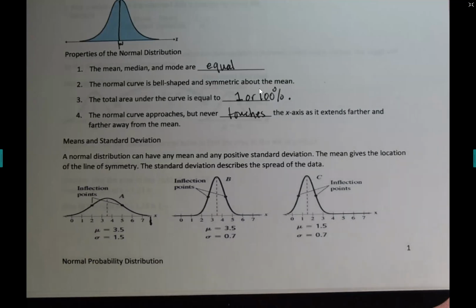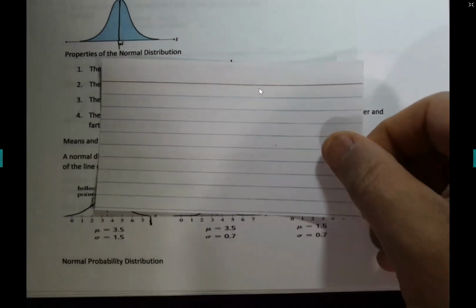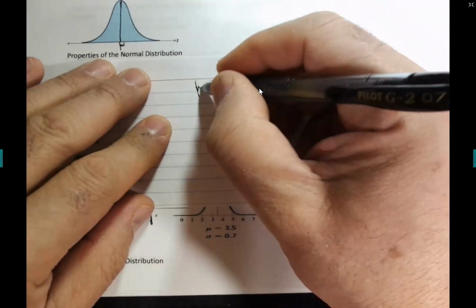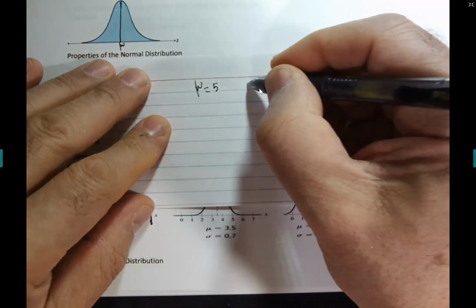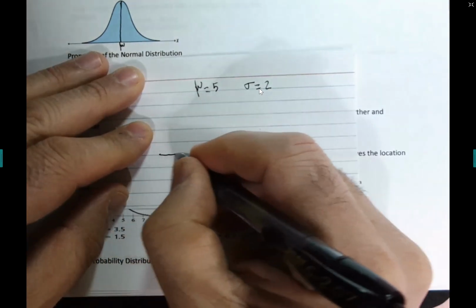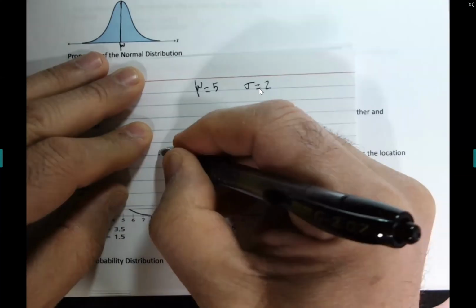I'm going to give you this hint, because one of the questions when you start working on chapter 5 is going to tell you which one is the correct normal curve. He's going to give you the mean and the standard deviation and ask for the graph of the normal curve. Look how you do it. Let's say he says the mean is 5 and the standard deviation is 2. How do you check which graph is the correct one?